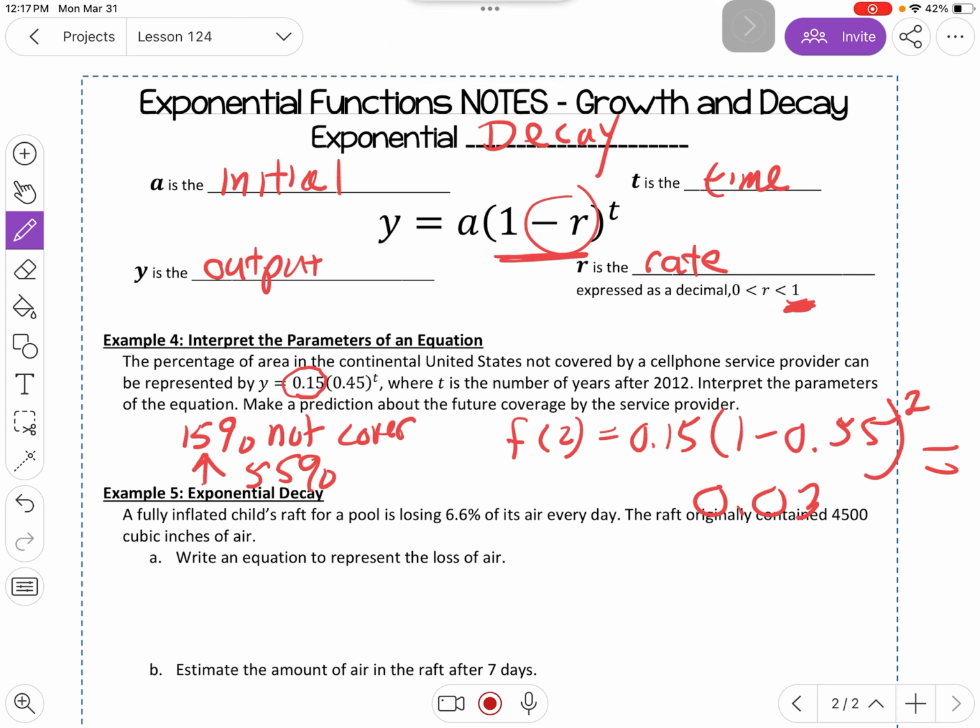If I express that as a percentage, I would multiply by 100. 0.03 multiplied by 100, that gives me this percent, 3%. So about 3% in 2 years would not be covered. It started at 15%. There's a 55% increase every year. After 2 years, you're only going to have 3% that's uncovered.